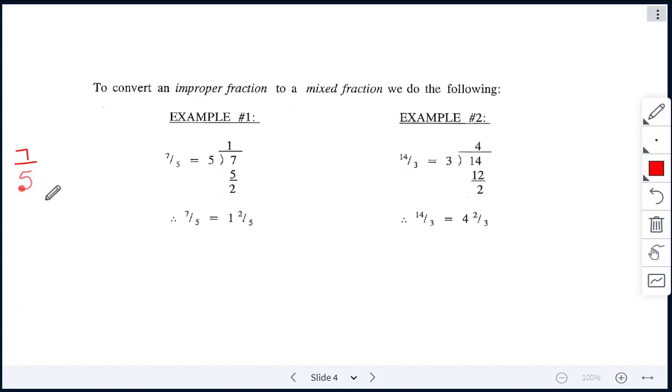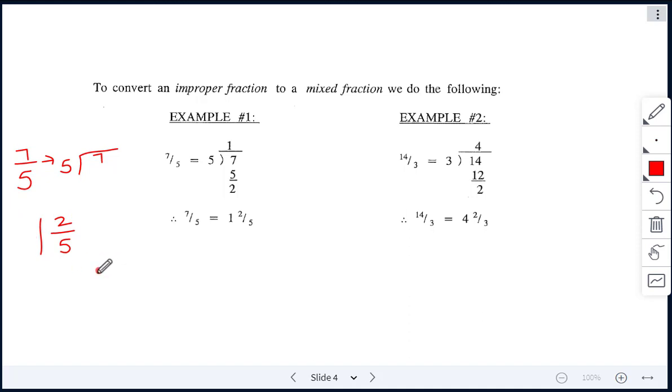7 over 5 is the same thing as 7 being divided by 5. So that's what we're seeing happening in this example. How many times does 5 go into 7? It's 1 time. There's your whole number, right? So your whole number is 1. You're going to keep your denominator the same as 5. And now the remainder is 2. So we end up with 1 and 2/5. So 7 over 5 is the same thing as 1 and 2/5.